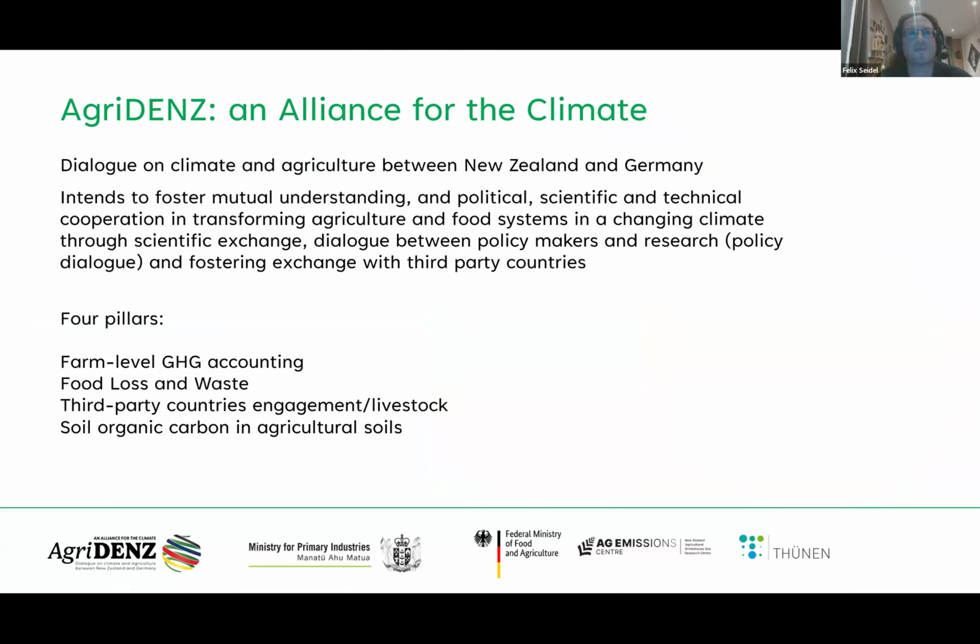And this is a project, an alliance for the climate. It's a dialogue on climate and agriculture between New Zealand and Germany. We want to foster mutual understanding, political, scientific, and technical cooperation on the topics of agriculture and food systems. And that's why we're here today. The project is based on 4 pillars: farm level greenhouse gas accounting, food loss and waste, third-party countries engagement and livestock, and the topic of today, the soil organic carbon in agricultural soils.